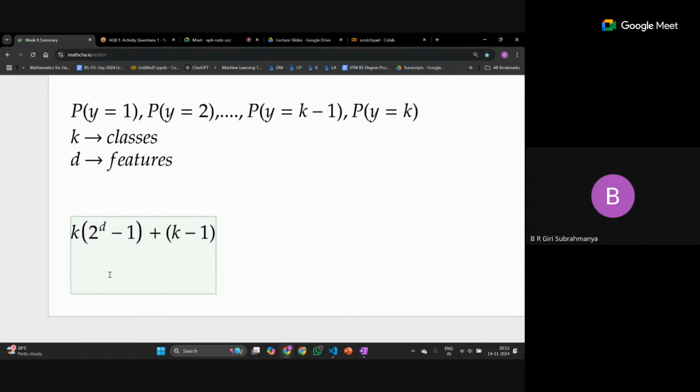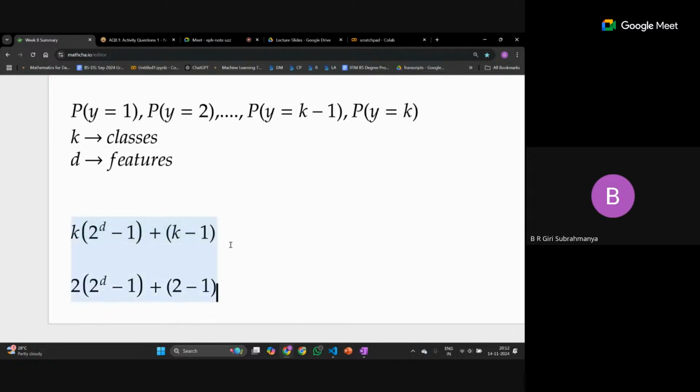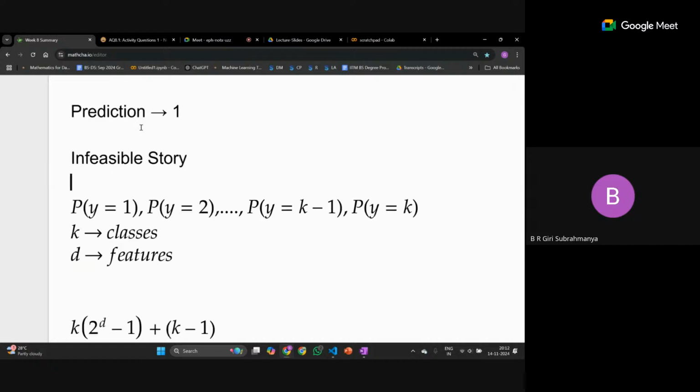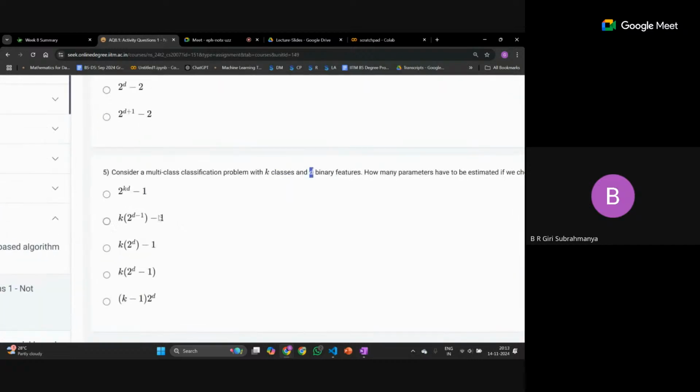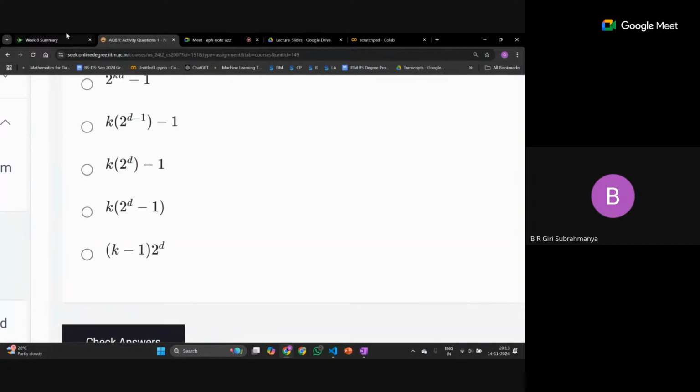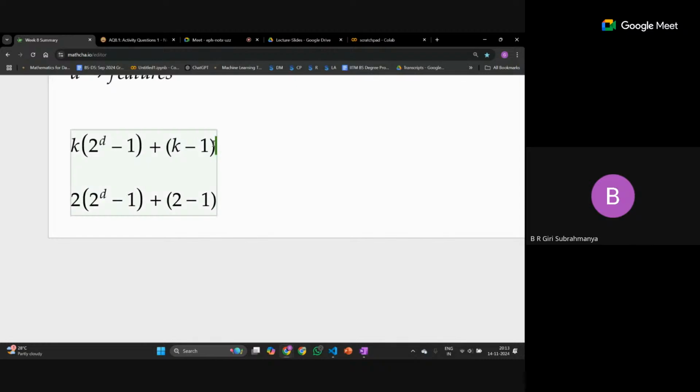So if you look at our case, it was 2 times 2 power d minus 1 plus 2 minus 1. So this is the general formula. This is for the computationally infeasible story. I think they want us to expand. Let's expand it.